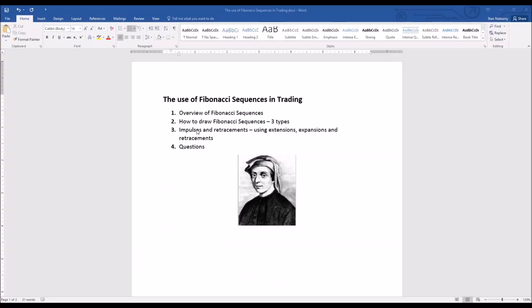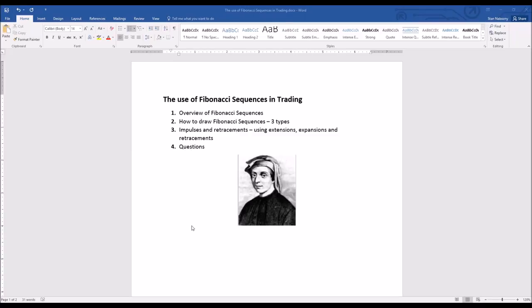And we'll talk about impulses and predicting the support and resistance that you might see in an impulse, but also we'll talk about support and resistance in retracements as well. And we'll get to questions at the end.